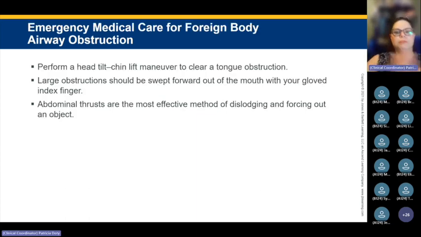So let's talk about performing the head tilt chin lift to clear that tongue obstruction. A larger obstruction should be swept forward out of the mouth with your gloved index finger, and abdominal thrusts or the Heimlich maneuver are the most effective method of dislodging and forcing out an object.